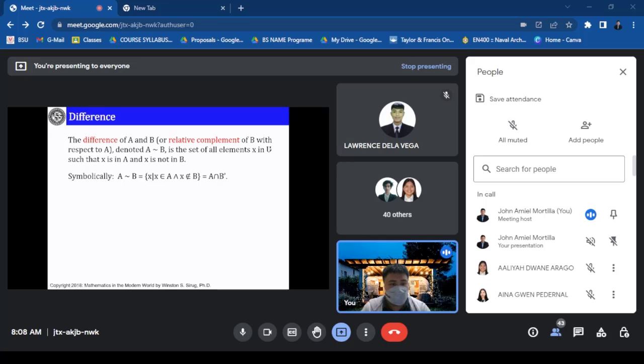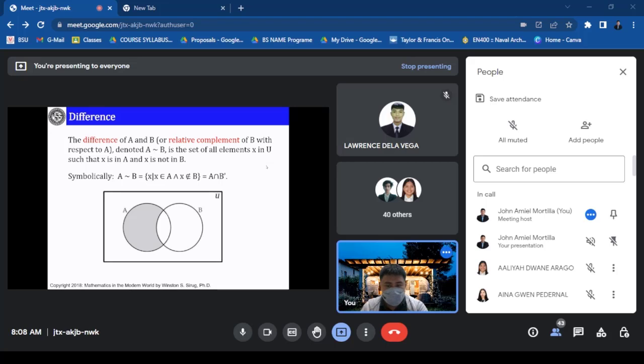Kasi iba yung union. Yung union natin, hindi yung letter U na to, yung baliktad na ito. So this is universal. So ayun, symbolically and illustratively, ito yan. So A minus B. So, ang lalabas lang na sets ng A is ito lang, naka-shaded part na ito.